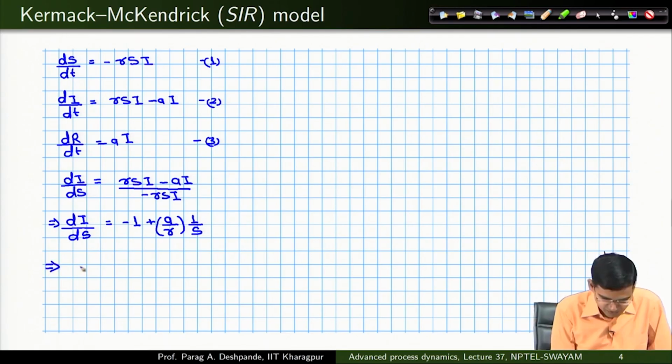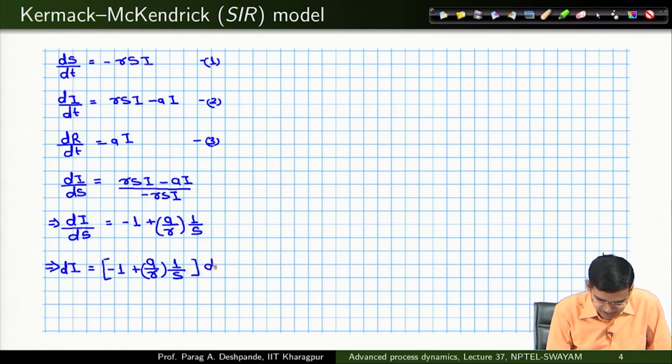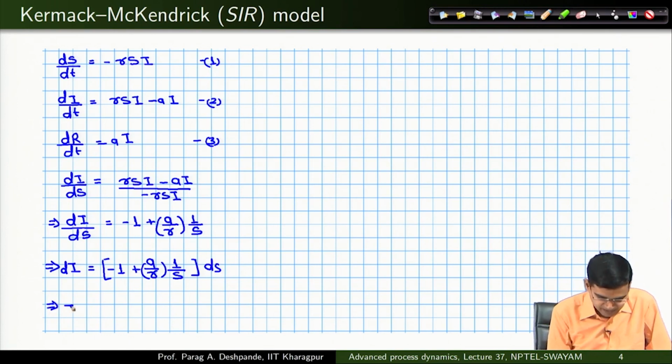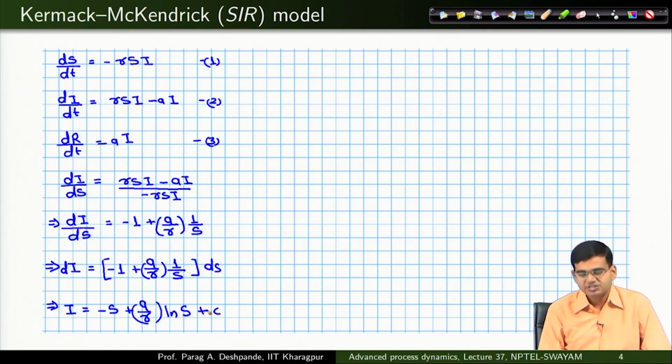So, let us see how I can understand the SI projection. I can do this, that rather dI is equal to minus 1 plus a upon r, 1 upon S times dS, from where I can write I is equal to minus S plus a upon r ln S plus a constant, integration constant c.